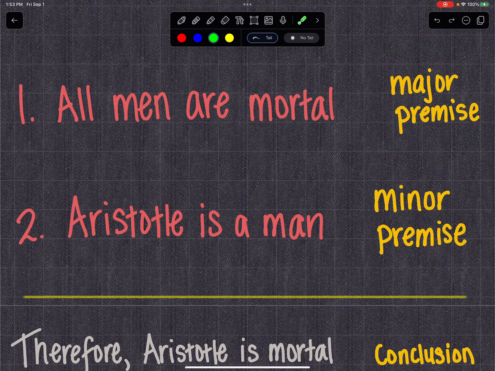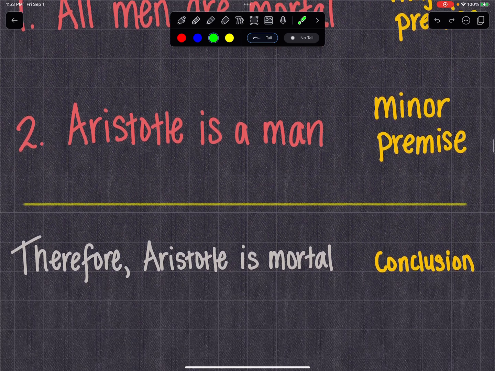It's talking about the set of all men. The second premise, or the second statement, is Aristotle is a man. This is a minor premise because it just identifies Aristotle. And then it's kind of like an equation, so you add those together to get to your conclusion.